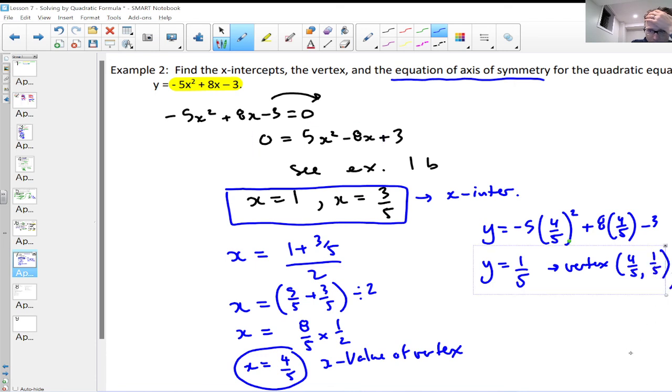Done. And that's how we can actually find the x-intercepts, the axis of symmetry, and also the vertex by using the quadratic formula. So it is possible.